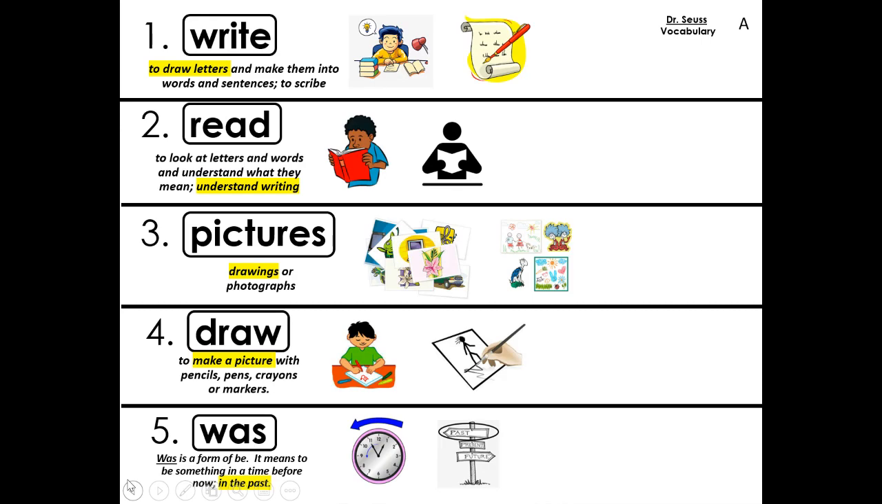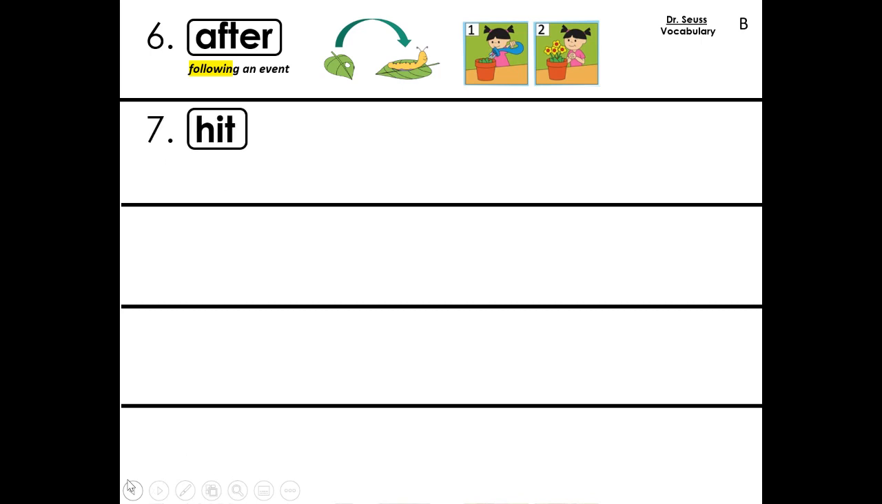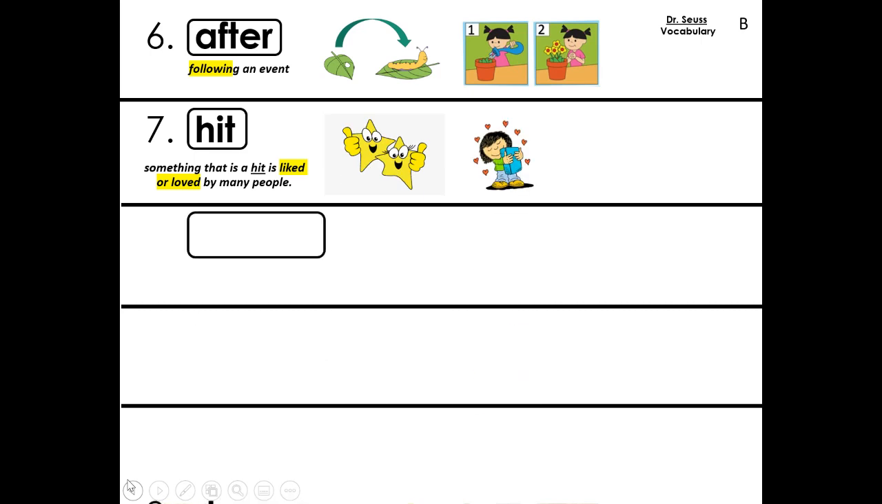Oops. If you need to rewrite one of these words or you missed one, push pause, write your words from 1 through 5, and then push play when you're done. All right, number 6, after, following event, after. Number 7, hit. Something that is a hit is liked or loved by many people. Hit. Number 8, rhymes, words that have the same middle and ending sounds.